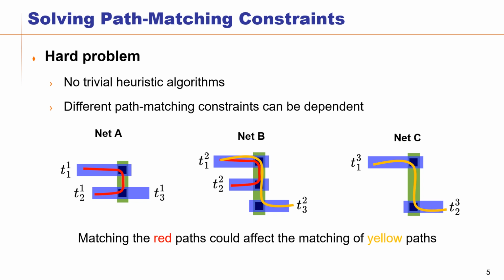And solving path matching constraints is hard. No previous work considered this new formulation. Also, there's a high probability that there are dependencies between different path matching constraints. Optimizing one constraint could affect the results of some other constraints, and RL could be a good candidate to solve this.